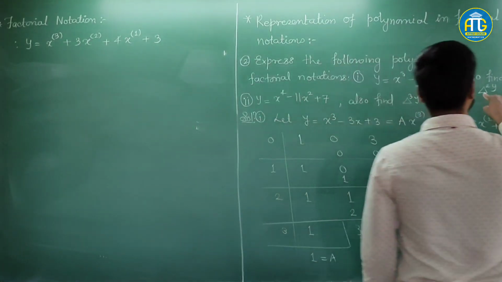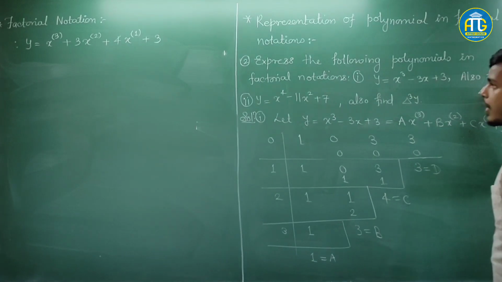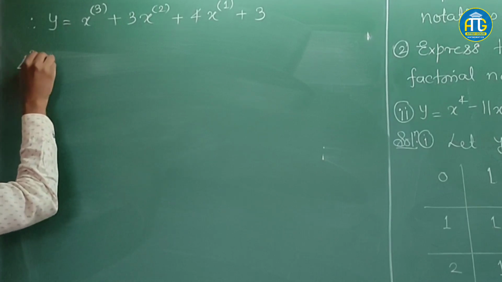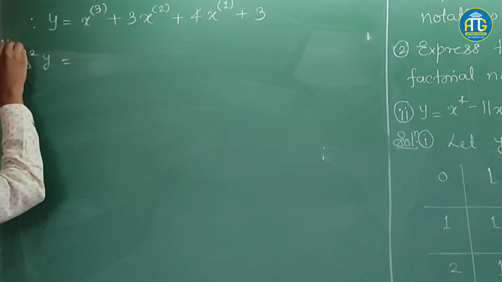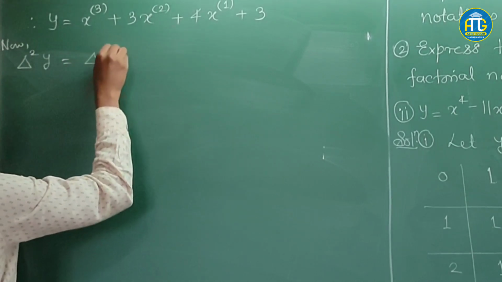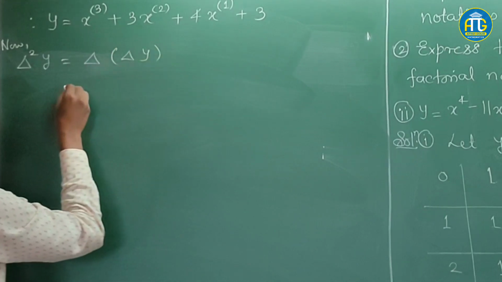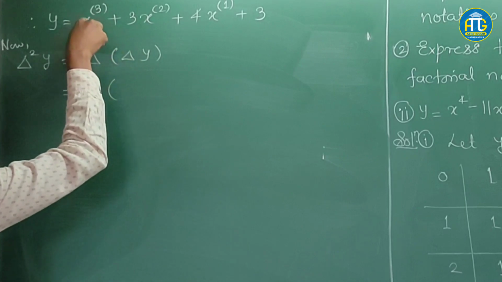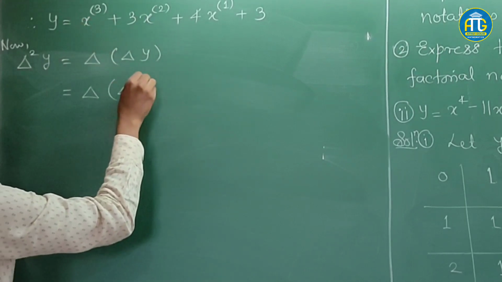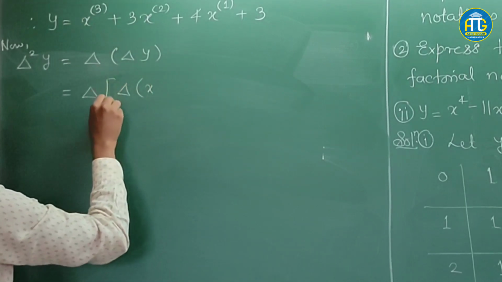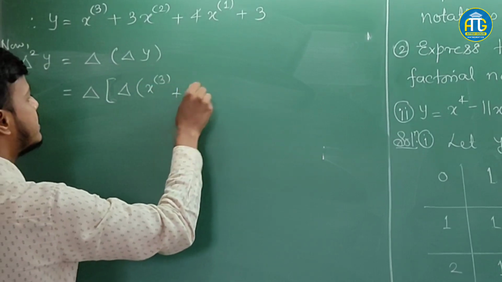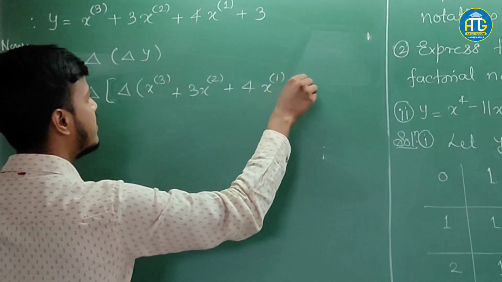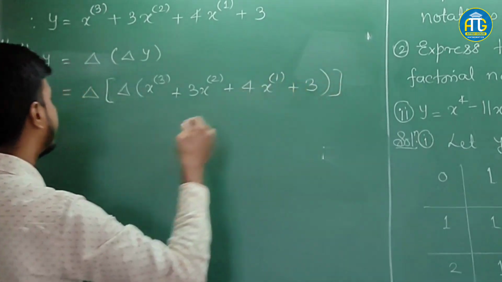Now you need to find out this del 2 of y. So how we can find out del 2 of y? So del 2 of y is equal to del of del of y. Del of y means this: del of x raised to 3 factorial plus 3x raised to 2 factorial plus 4x raised to 1 factorial plus 3x raised to 0 factorial.